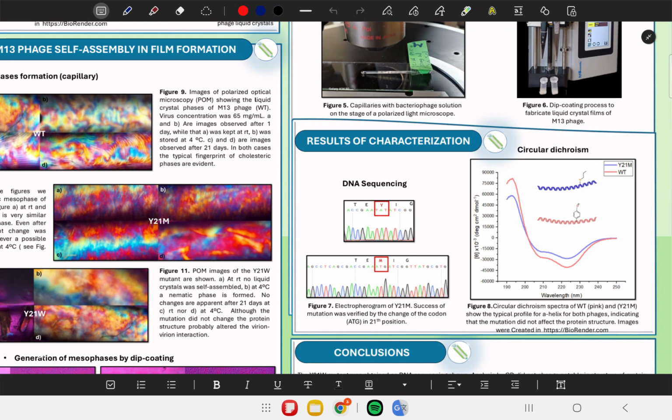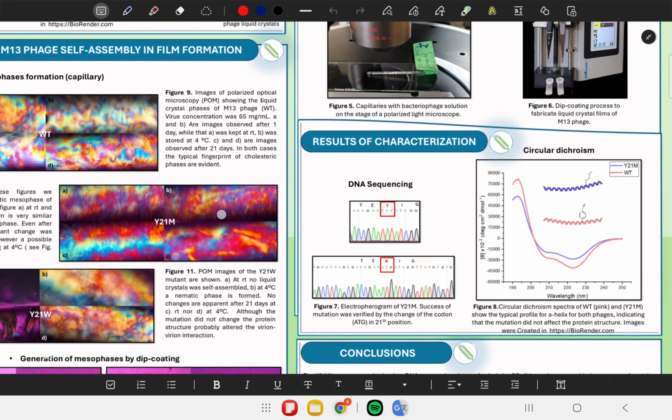We conducted a circular dichroism study to ensure that the secondary structure of the P8 protein, which is an alpha helix, did not change with the introduction of the mutant. From this analysis, we confirmed that there were no changes in the secondary structure when compared to the native phage, ensuring that this structure remains stable.